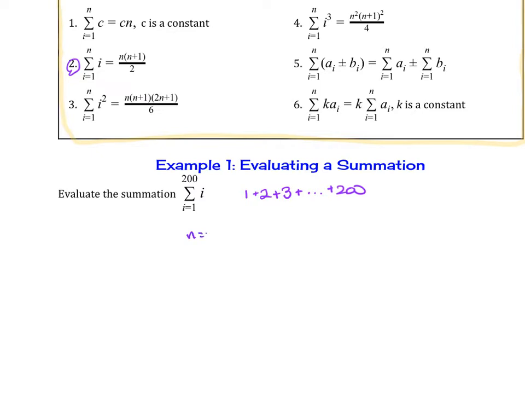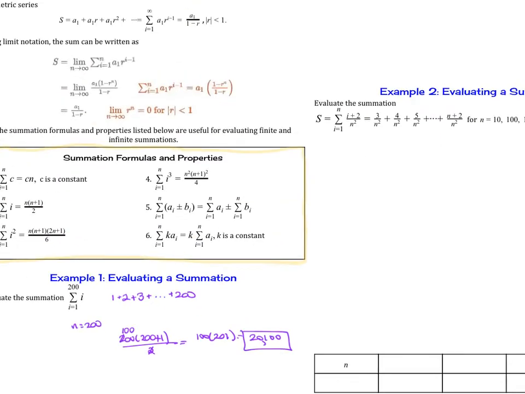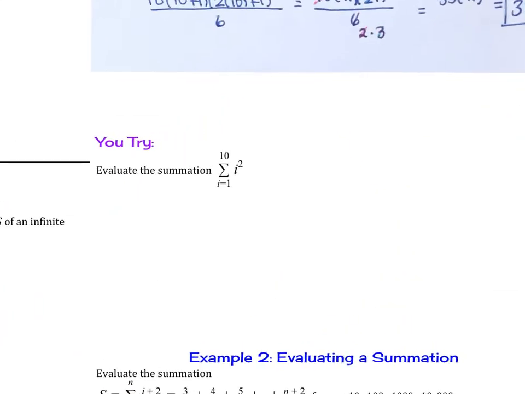So n is 200. So we're just going to write 200 times 200 plus 1 divided by 2. And then I can reduce here. 2 goes into 200 100 times. So we're really looking at 100 times 201, which is 20,100. So go ahead and try this example on your own.